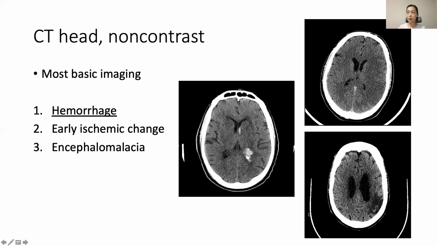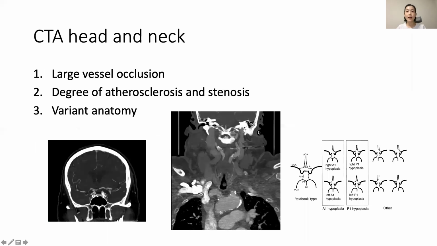And also we can look for encephalomalacia, old strokes, evidence of prior brain damage. And that gives us additional information. But again, first and foremost, it's hemorrhage that we are looking for and that we're trying to rule out with a non-con CT. And then a CTA of the head and neck tells us if there is a large vessel occlusion. And additionally, it can give us an idea of the atherosclerotic disease burden, the degree of stenosis, and it can give us sometimes the etiology of the stroke.